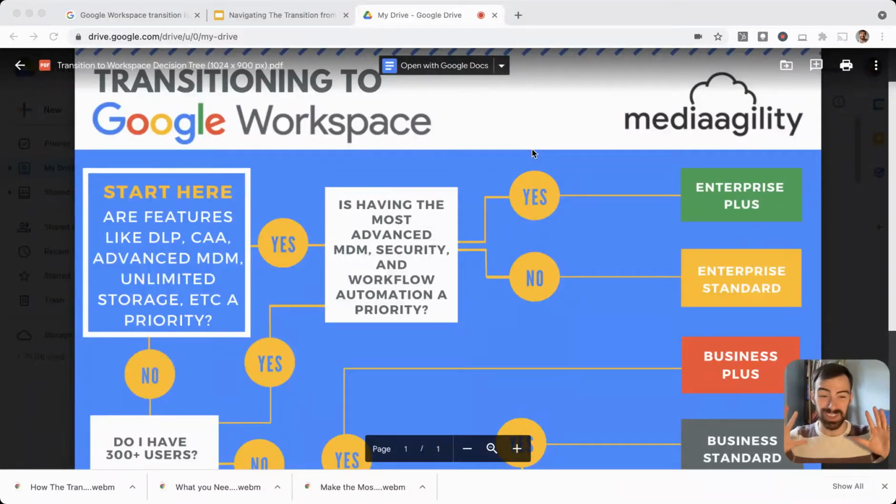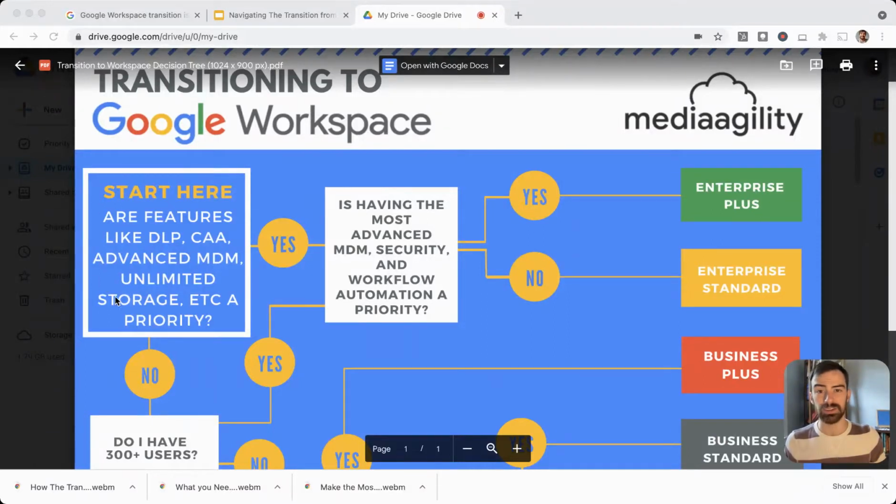I should also mention that this decision tree is made to simplify that decision-making process. If you want to see the line-by-line features, so you can really determine on a granular level what license is best for you, and if there are any third-party consolidation opportunities, check out the data sheet linked below. That's going to provide a feature by feature comparison for all 5 of the new SKUs in Google Workspace. But without further ado, let's jump into this decision matrix.